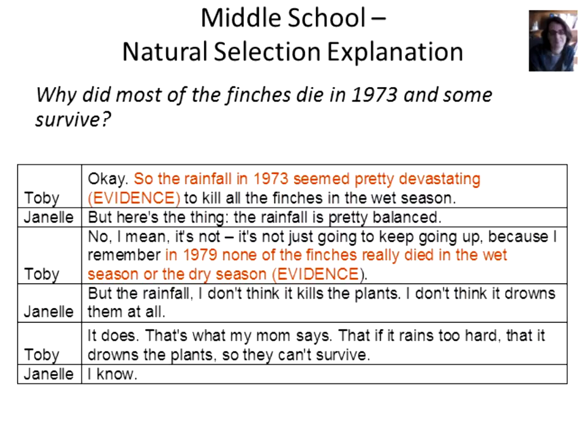Toby says, "Okay, so the rainfall in 1973 seemed pretty devastating to kill all the finches in the wet season." Janelle says, "But here's the thing, the rainfall is pretty balanced." And Toby says, "No, I mean, it's not just going to keep going up, because I remember in 1979, none of the finches really died in the wet season or the dry season," and that's his evidence. So he's taking some data from a different year and articulating why he sees that as evidence for his claim.